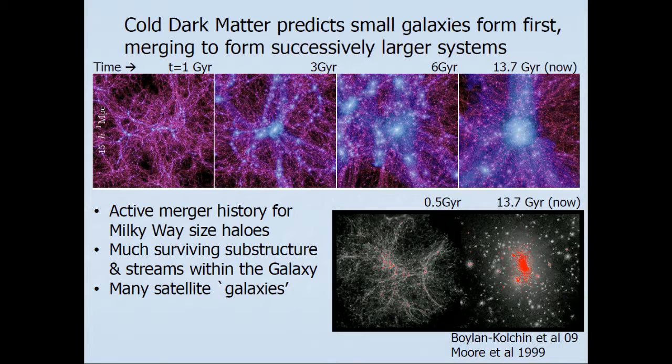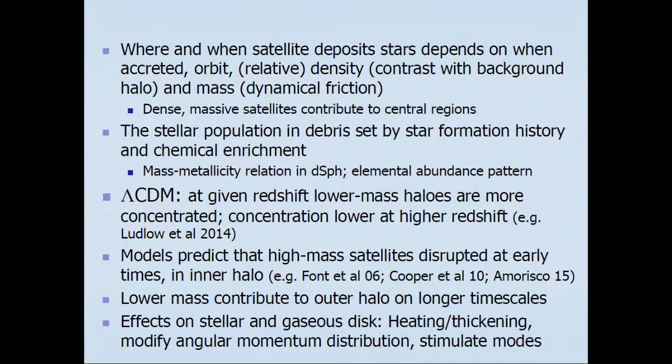So active merger history, and I need to speed up. So we have these mergers going on. So what happens? Well, of course, what happens when a dark matter halo comes in with some stars inside it? It depends on all the parameters of the two systems. It's going to be tidally stripped, depending on its orbit, depending on the relative density between the satellite and the host interior to its orbit, and on its mass. More massive satellites sink, denser satellites survive longer. So dense, massive satellites are probably going to contribute to the central regions.